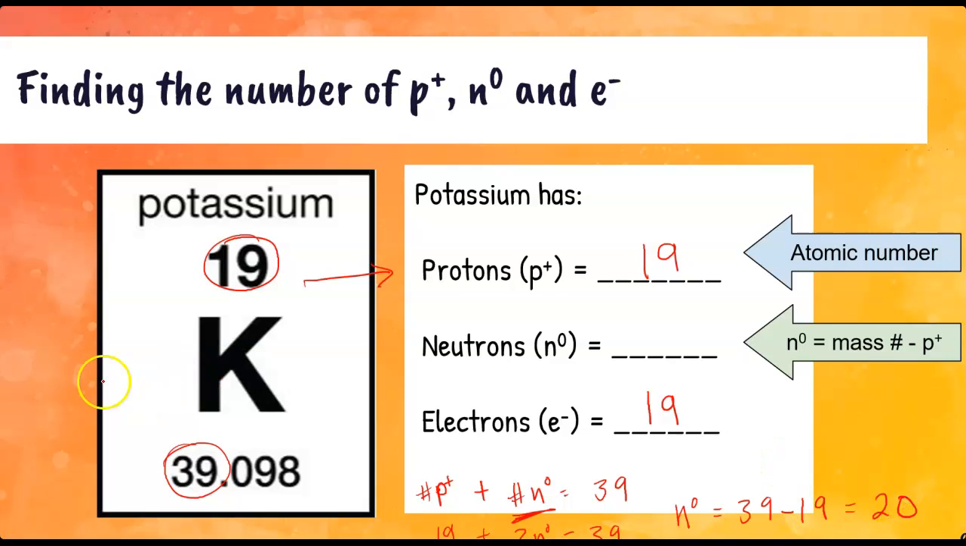Okay, so all we're doing is we're rounding this bottom number to a whole number, right? So instead of all of this, it's just 39. And we're going to subtract the top number, right? Always subtract the smallest number from the biggest number. We don't want a negative number here. Okay, you can't have negative particles. All right, so we have 20 neutrons in potassium.